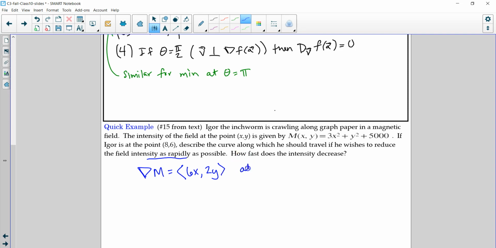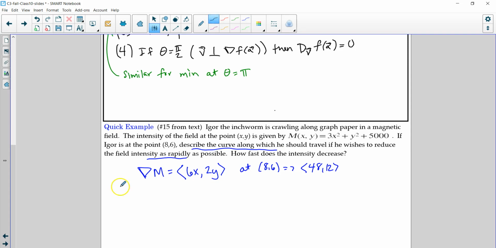And I could also evaluate this at a certain point. So at 8, 6, this would be 48 and 12. Okay, but we'll get back to that in a moment. It's to describe the curve along which he should travel, right? So this is the direction.